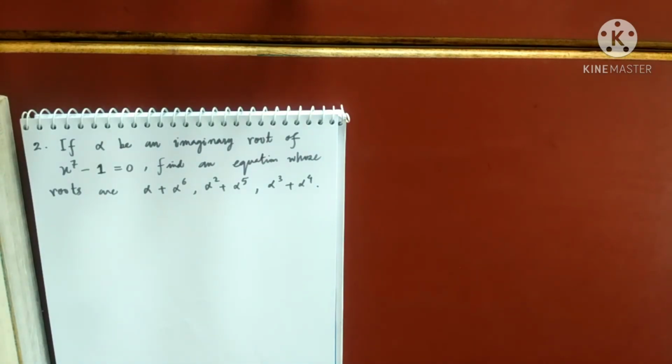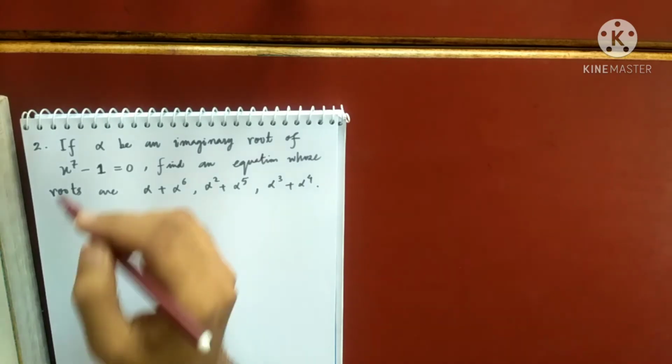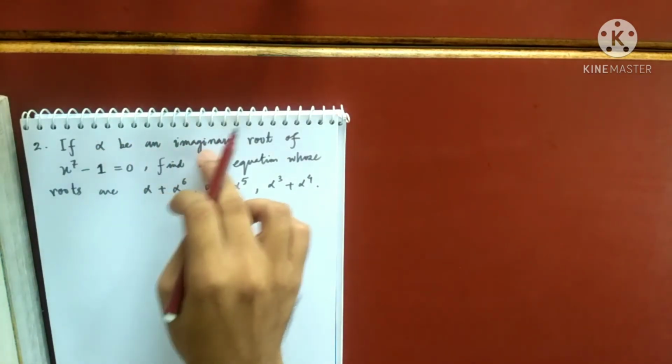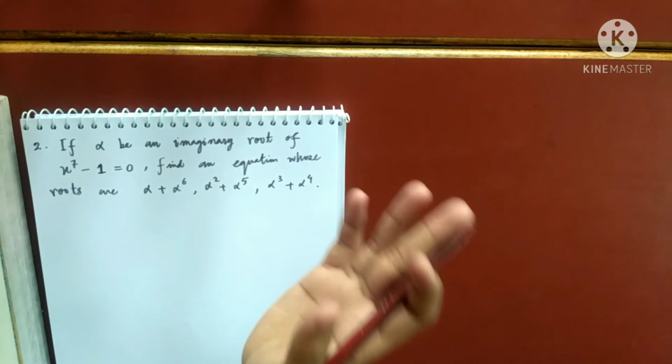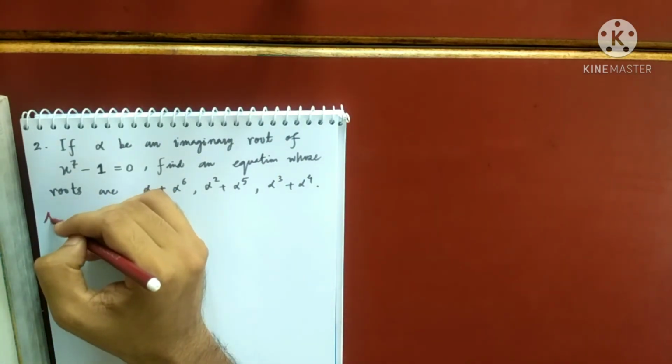So, if you do it manually, it will take a lot of time. So, we will use some concept. Again, the same concept, because alpha is an imaginary root of this. All the roots are given by all those things. I'll write again. So, solution.